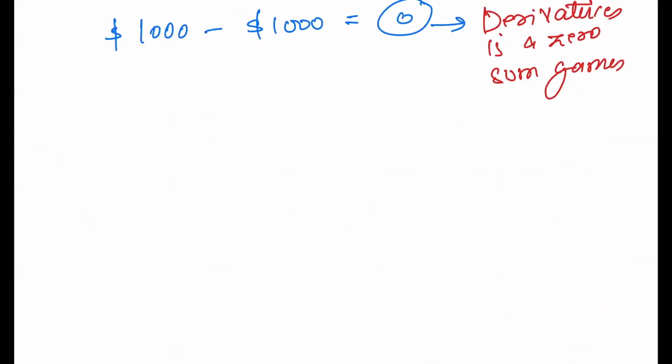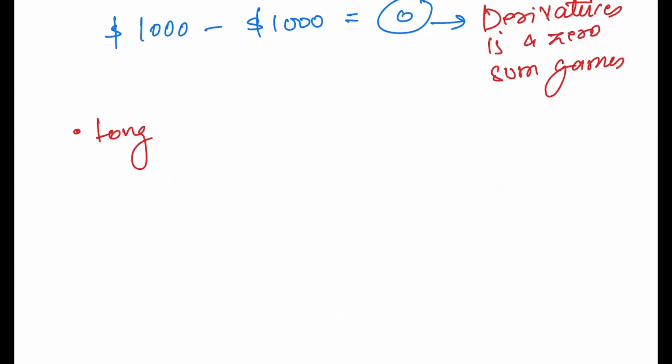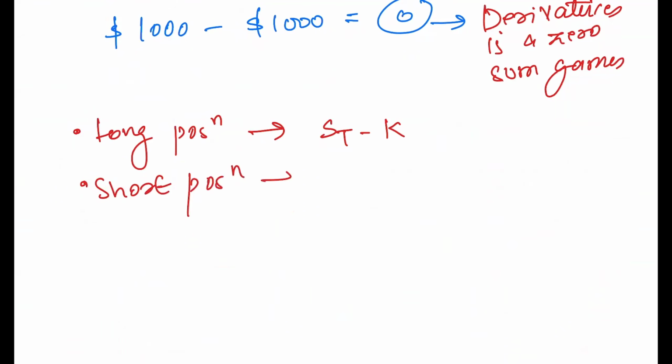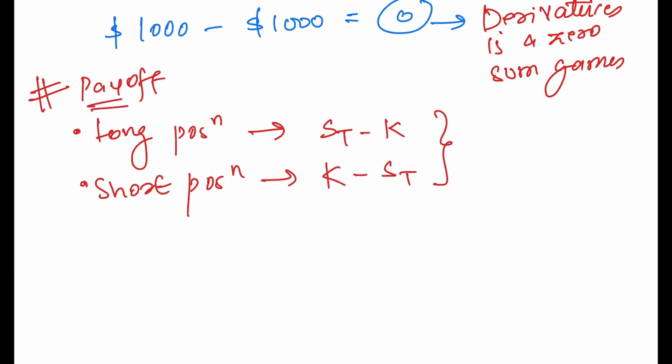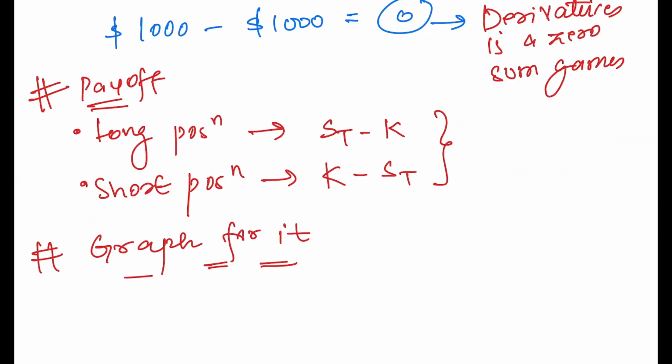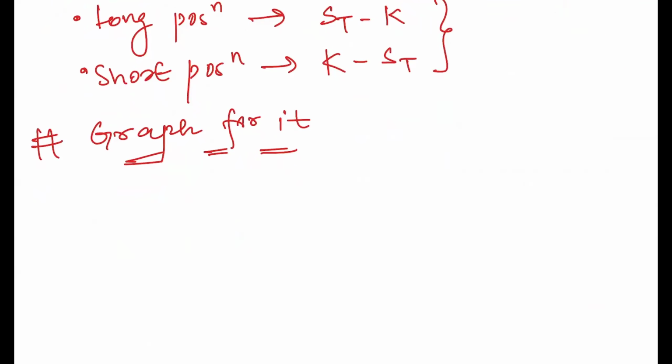But as I said, the thing to remember is, if you are in a long position, your equation is ST minus K, and if you are in a short position, the equation becomes K minus ST, right? This is the summary of it. And I was also asked this question in interviews: what is the payoff, and can you also draw the graph for it? So this was one of the questions that I was asked. So let's understand the graph, right?